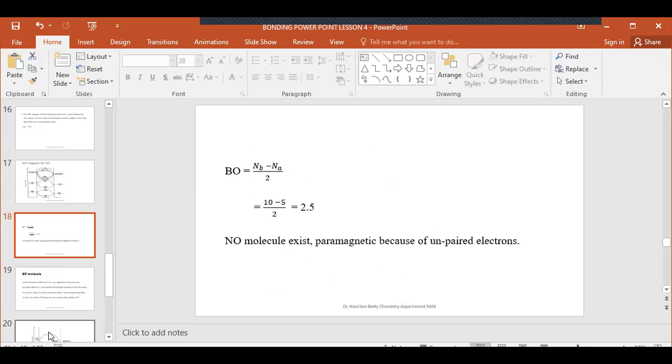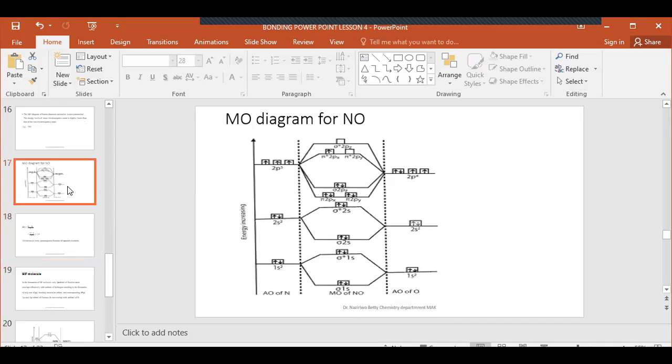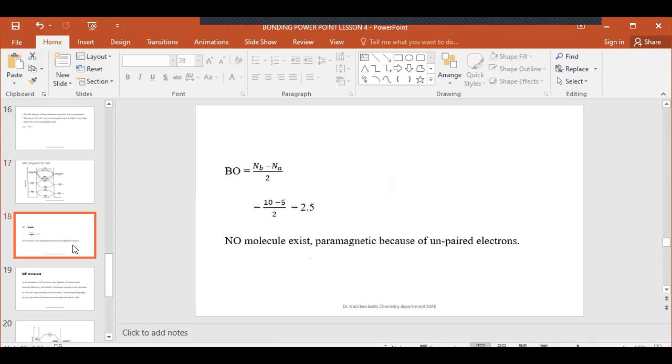So nitrogen monoxide exists and it is paramagnetic because, as we gave a reason, whenever you get an unpaired electron, that molecule is paramagnetic. So nitrogen monoxide is paramagnetic because of unpaired electrons, and the bond order is 2.5.